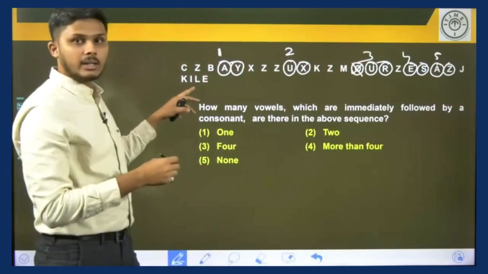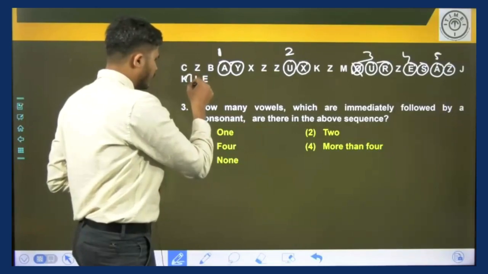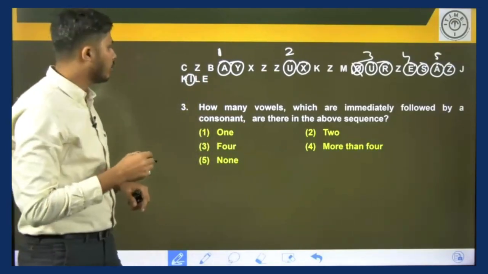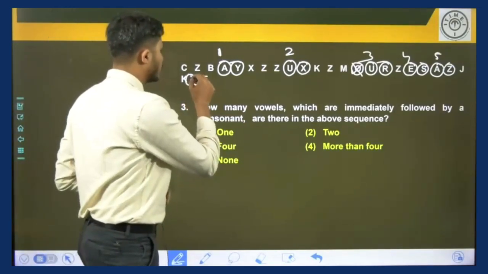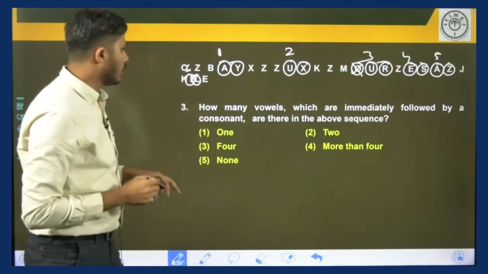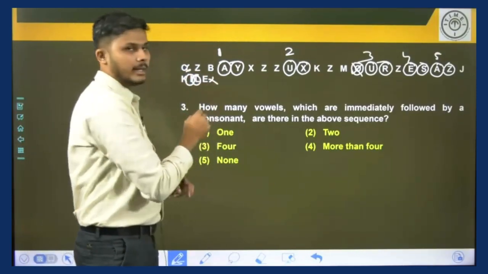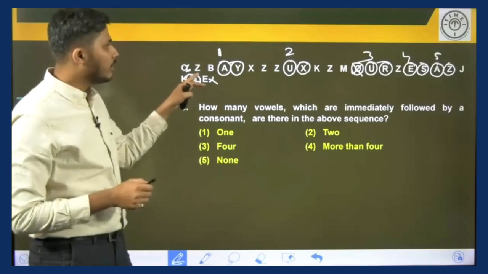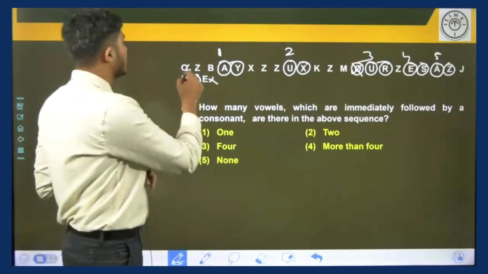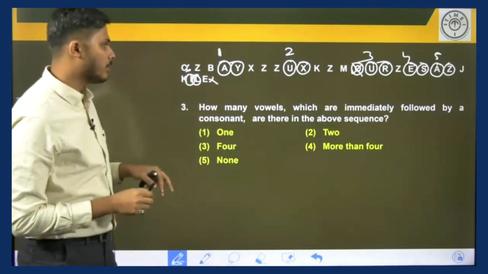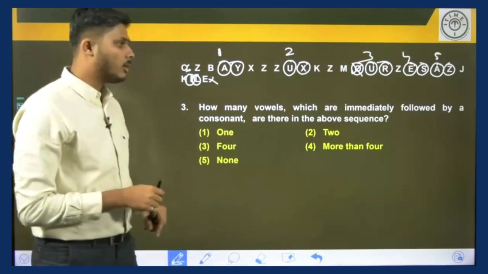And the next here it is I. I is also immediately followed by a consonant. So this is the sixth. Here E, we don't have anything at the end, so we cannot conclude. So only six, there are 6 vowels which are immediately followed by a consonant.